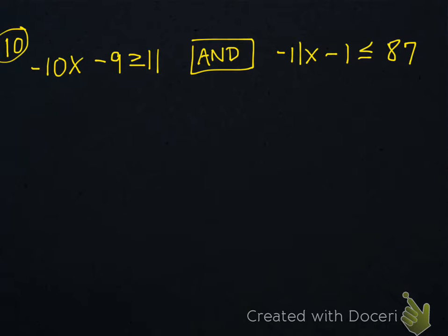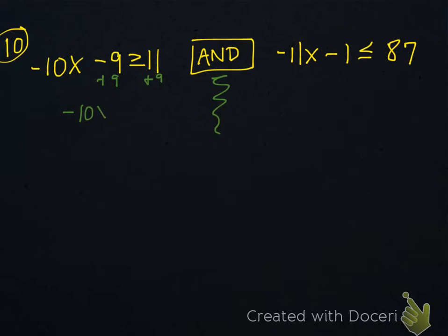Alright, number 10. Got 3 problems left, okay? So I see the "and" in the middle. And is sandwiched, so I'm expecting my answer to look something like number 2. Let's see what happens. So on the left, we need to get rid of that 9, so I'm going to add 9 to both sides.